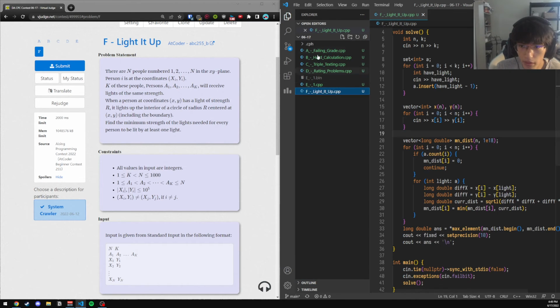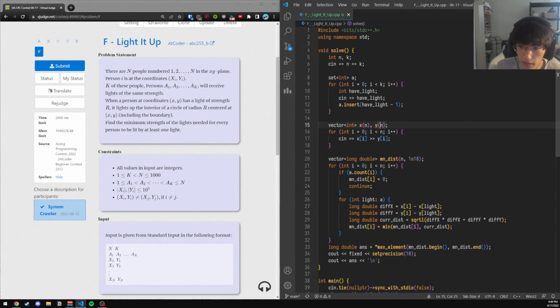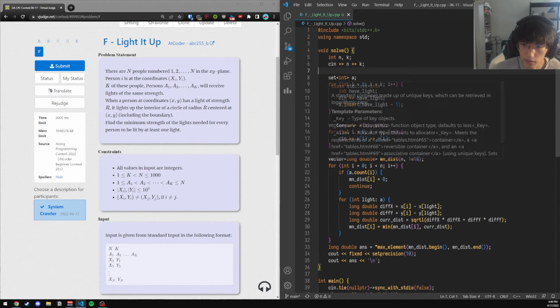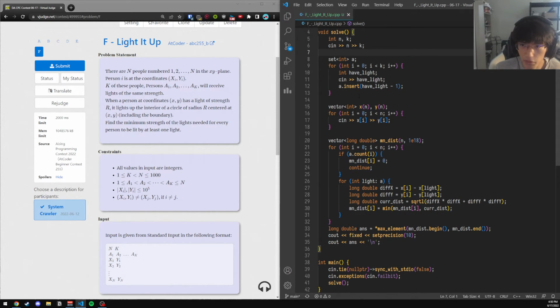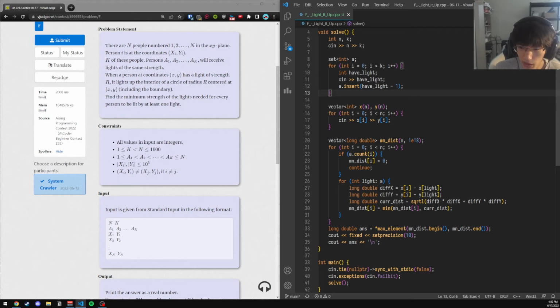So the code is going to look like this. I ended up using a set just because it's a data structure that kind of combines a couple of these things and it makes it a little bit easier. So I insert the people who have a light, so A is the people who have a light. And then you can check, is this person lit up right now? Then I want to skip them.